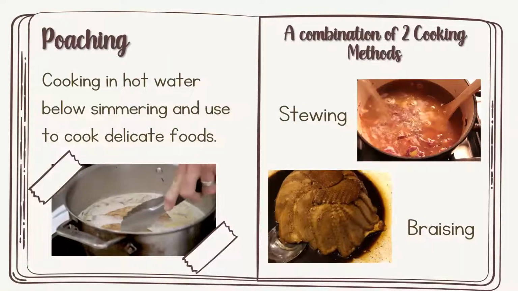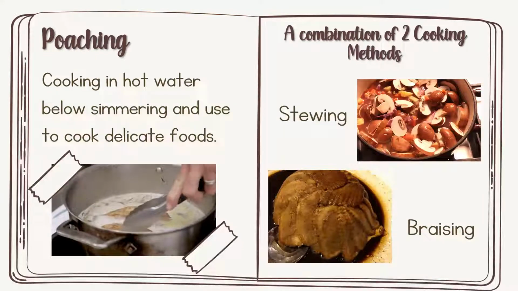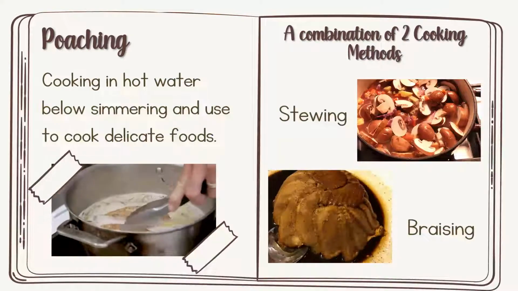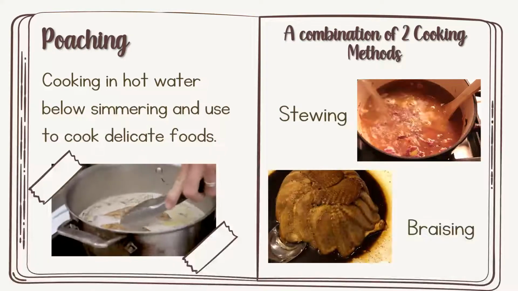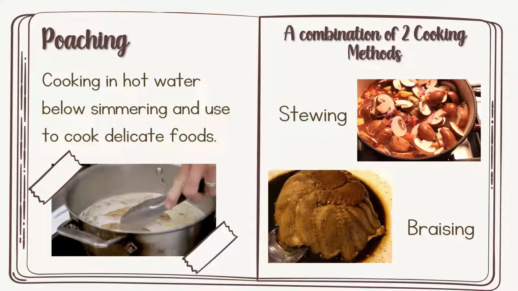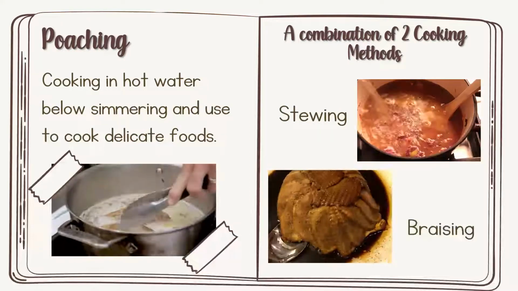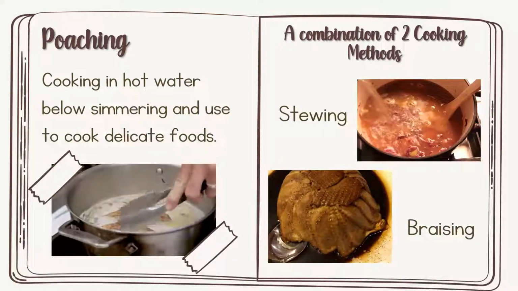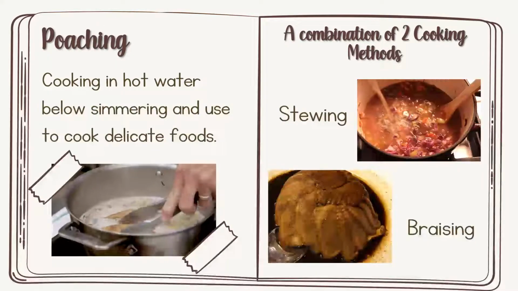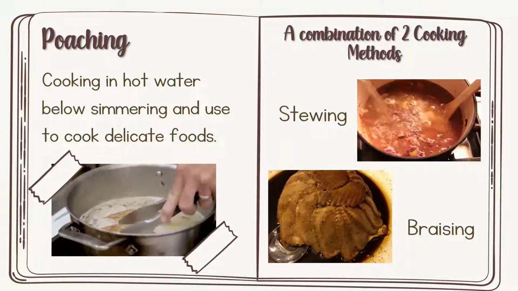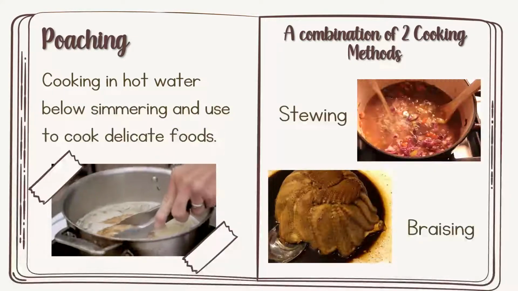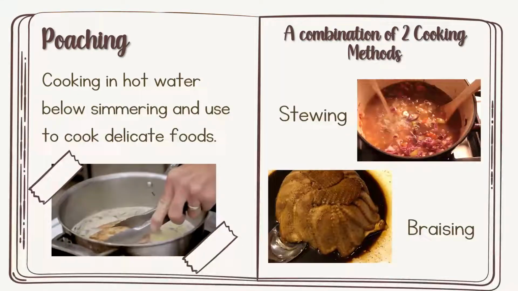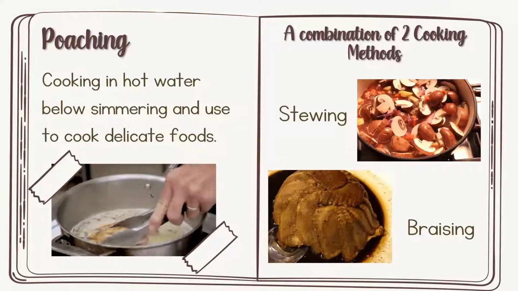Next, we have poaching, or cooking in hot water below boiling and simmering, used to cook delicate foods. We also have a combination of the two cooking methods: stewing and braising. You have to first cook the ingredients and meat in oil, then add liquid after to thoroughly cook them. Stewing uses smaller pieces of meat, while braising uses larger pieces of meat.